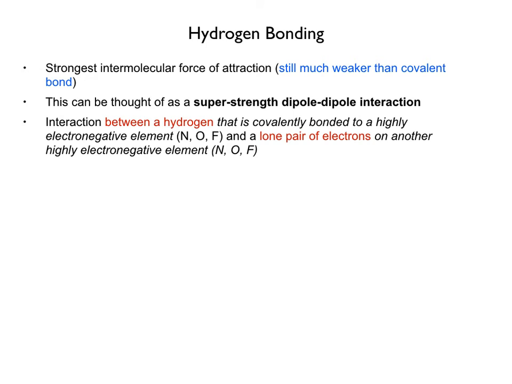So then our last intermolecular force of attraction is hydrogen bonding. This is the strongest of our intermolecular forces of attraction, although still much weaker than covalent bonds. These can be thought of as super strength dipole-dipole interactions. And we need a couple of criteria to be true in order to have these.